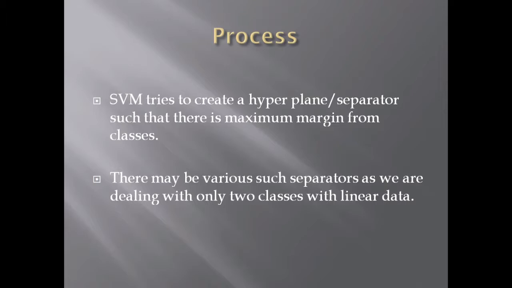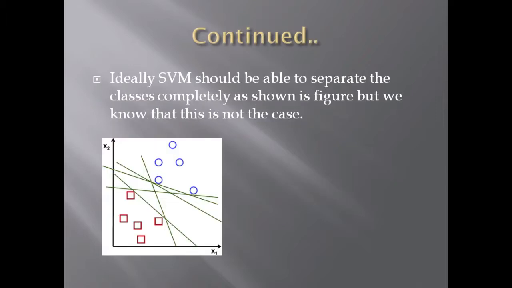Support vector machine creates a hyperplane or a separator such that there is maximum margin for classes. As we can see in this diagram, there are two types of classes, one is the circle and one is the square. These are the different types of hyperplanes which we can create such that we have the maximum margin from both the points. Of all the possible planes, we have to choose the optimal plane which has the maximum margin of points from both.